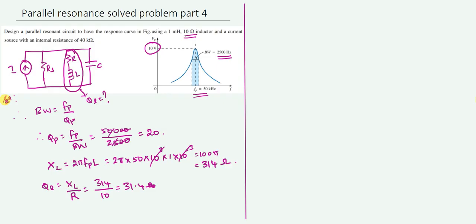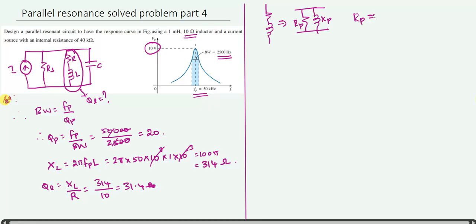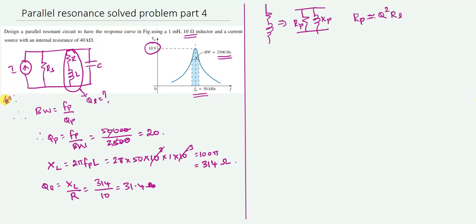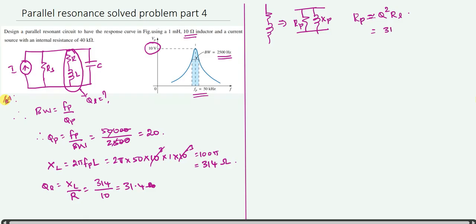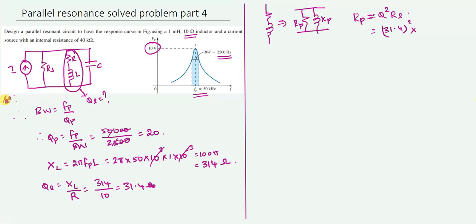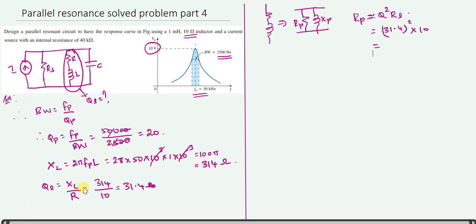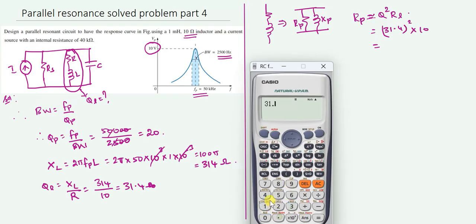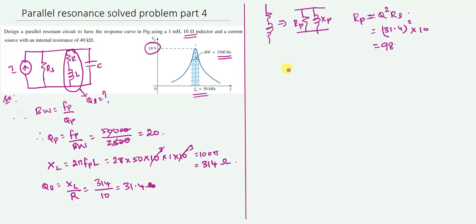Now I have to convert the corresponding series combination into a parallel combination. When I convert it, what we get is RP, which is taken as XP. The value of RP, as we solved in our previous video, is approximately equal to Q square into RL. Here Q is the quality factor of the coil, which is 31.4, so 31.4 square into RL, where the value of RL is 10. If I simplify this, 31.4 square into 10 is equal to 9859.6. So this is the value of RP.